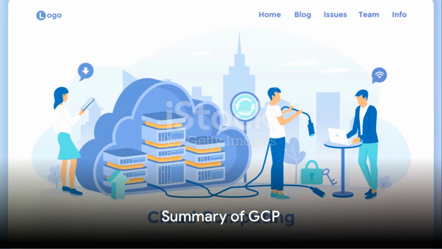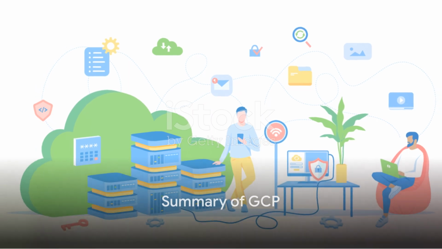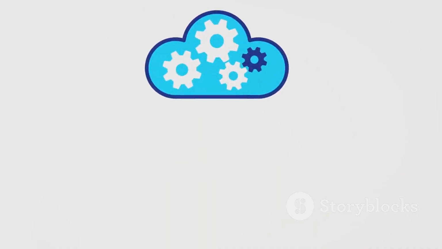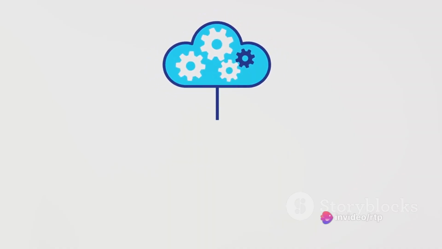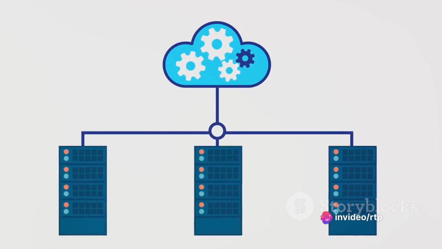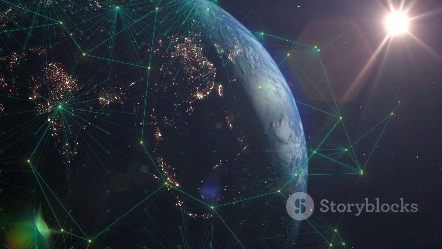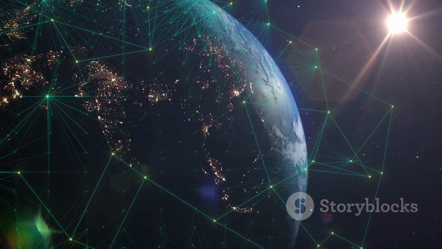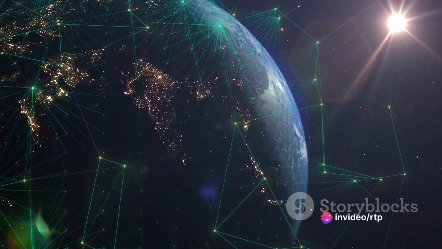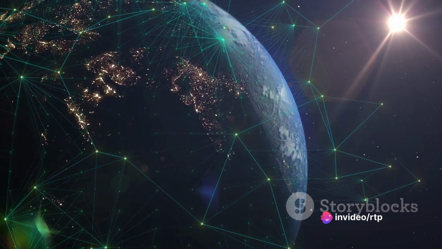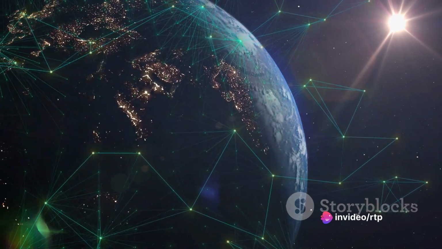To summarize, Google Cloud Platform is a comprehensive suite of cloud services that provides computing resources, hosting for web applications, containerized application management, serverless functions, and a plethora of other services. It's built on the same robust infrastructure that powers Google's own applications, offering unparalleled performance, scalability, and reliability.